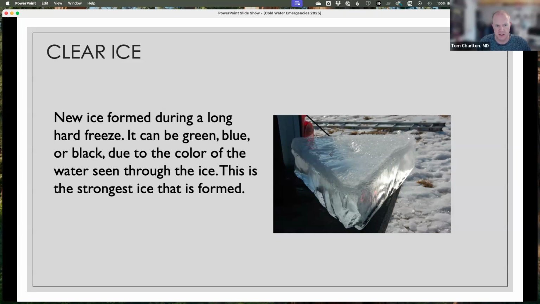This is the strongest ice that is formed because, again, it's one big crystal. And so you're not dealing with a bunch of smaller crystals that are not interconnected. This also really only forms when you've got those long, hard freezes. And it will freeze very, very thick.